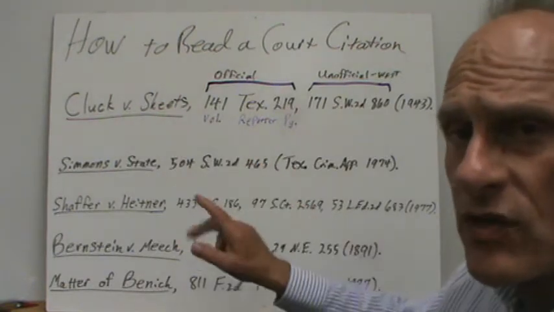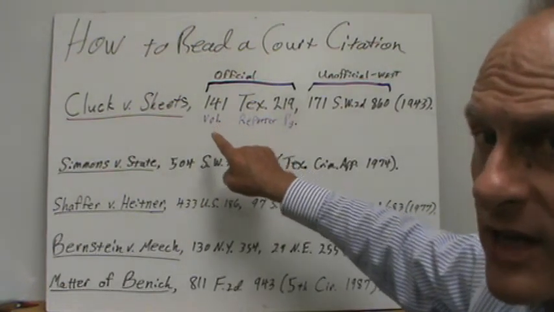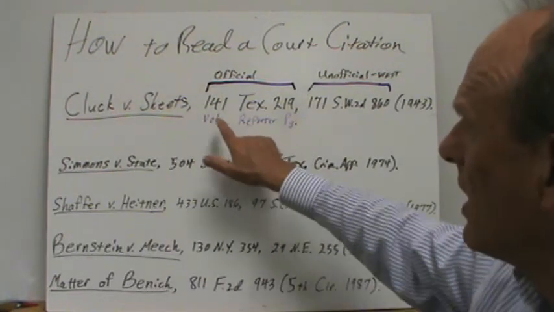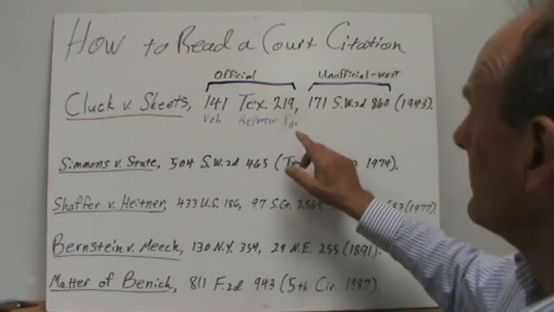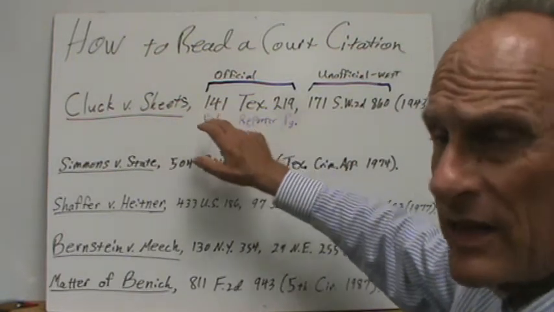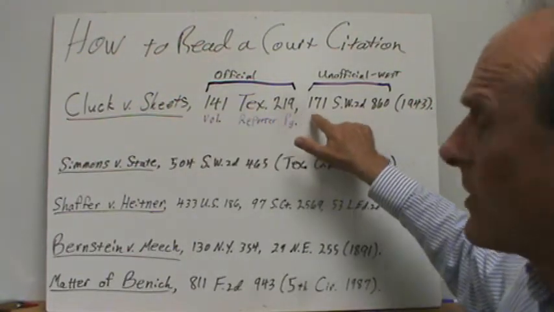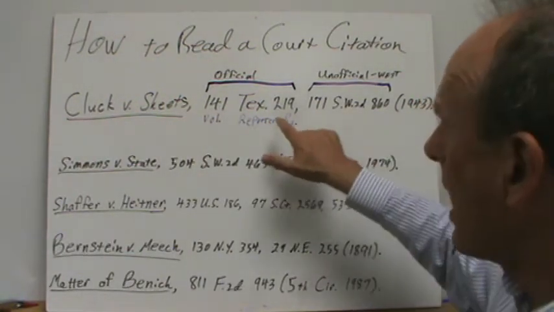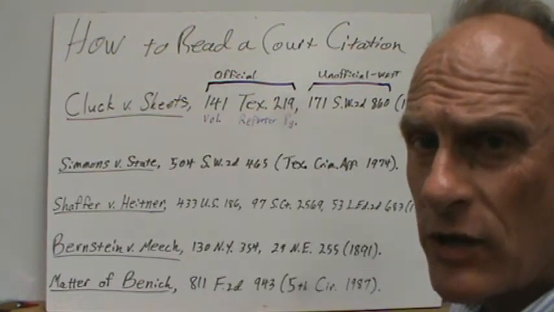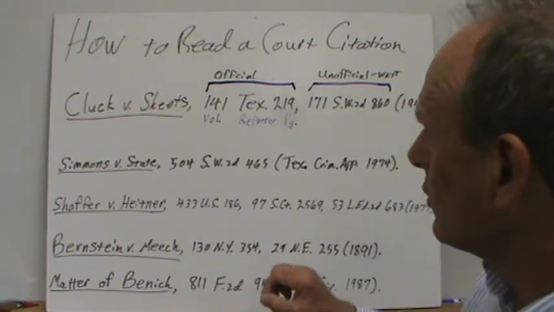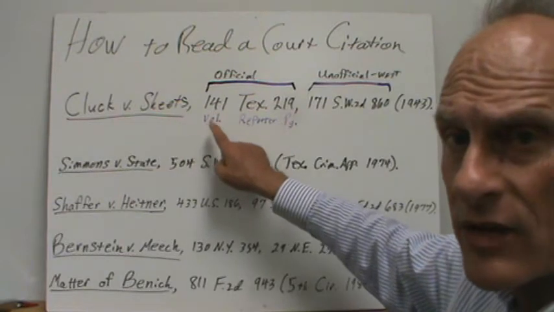Now, you'll notice that with each citation, there is at least one block of information consisting of numbers, letters, and then some numbers. Each of these will be one cite, and this will be another cite. They are referencing where in the law library you can find that particular case. So the way you read it is this, and each cite has three components to it.